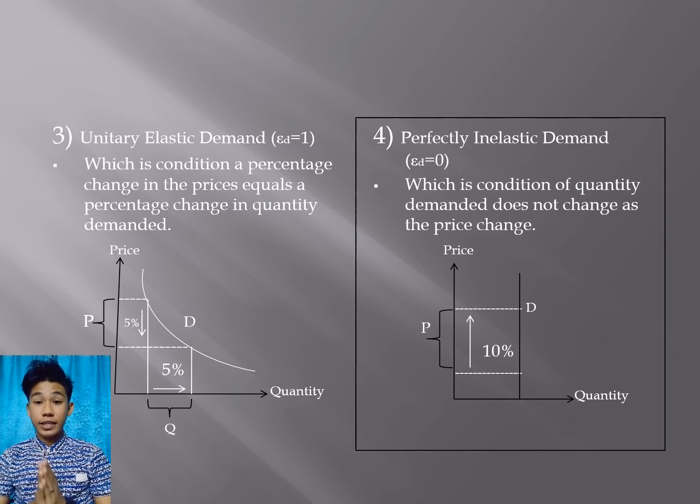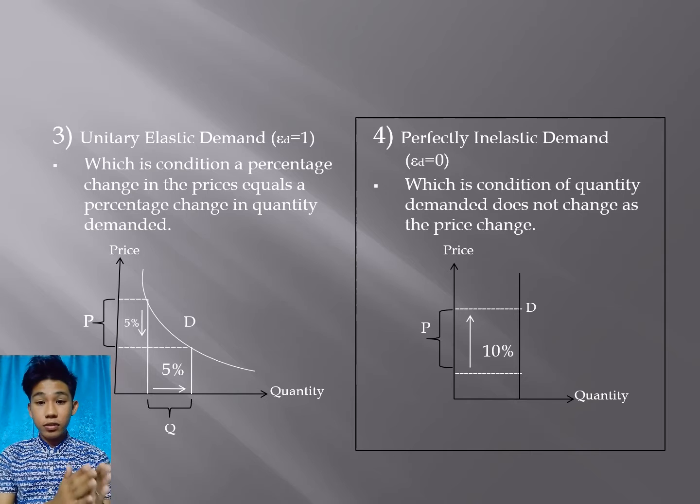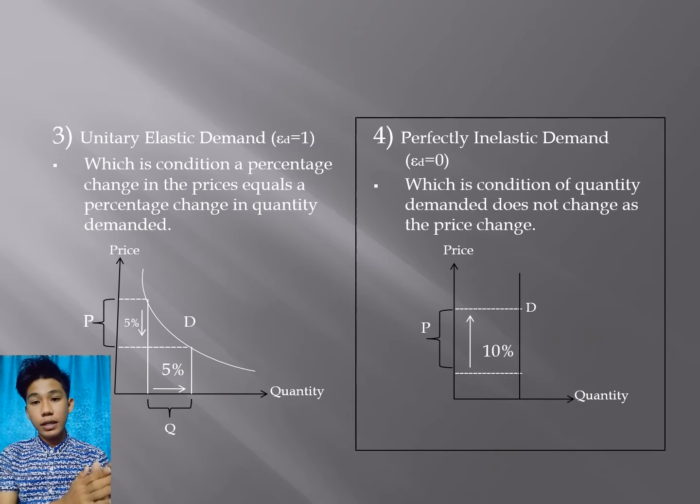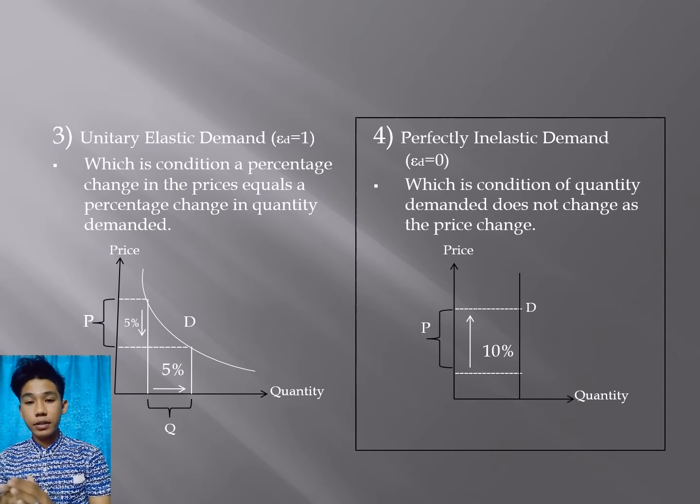Okay, the next one is the third degree of price elasticity of demand, which is the unitary elastic demand. The condition is that the percentage change of price of the product is equal to the percentage change of quantity demanded. The fourth type is perfectly inelastic demand. Perfectly inelastic demand is the condition where the change of quantity demanded is not affected by the price change of the product.